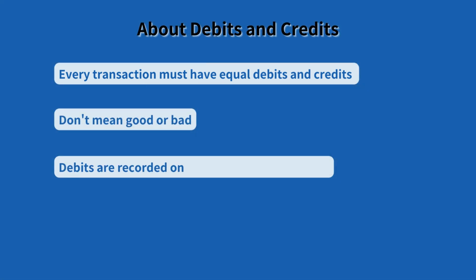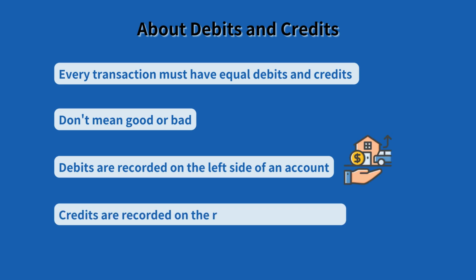Debits are recorded on the left side of an account. For balance sheet accounts, it is used to record the inflow of assets. Credits are recorded on the right side of an account. For balance sheet accounts, it is used to record the inflow of liabilities or equity.